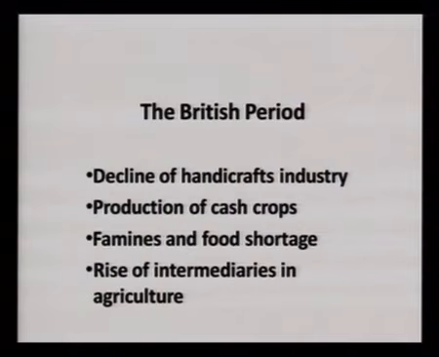If we try to understand the British system, we can understand it in the following manner. Number one is the decline of handicraft industry. Number two is production of cash crops. Number three is famines and food shortage. And number four is the rise of intermediaries in agriculture. We can divide our British period economy into basically these four major parts. First, let us understand the decline of the handicraft industry.